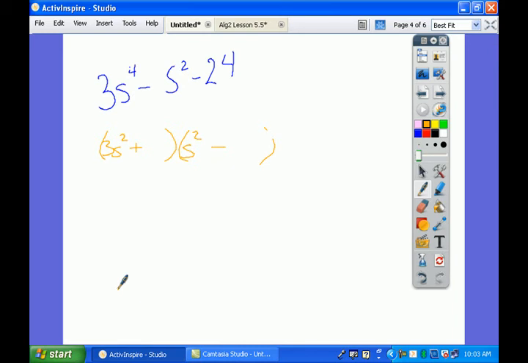Factors of 24, we should start with the middle pair, 6 and 4. I don't think that's going to work. 6 and 4, no. So 6 and 4 don't work. How about 8 and 3? That looks a little better.